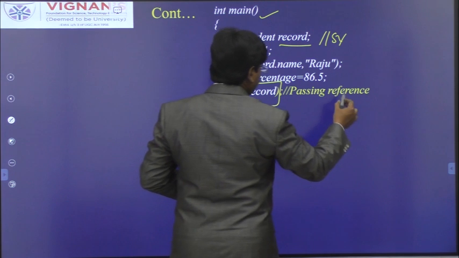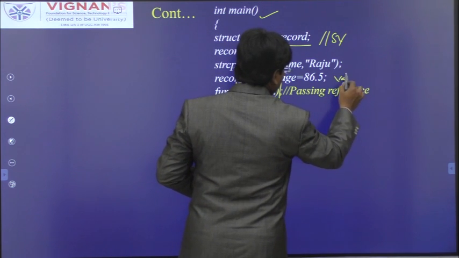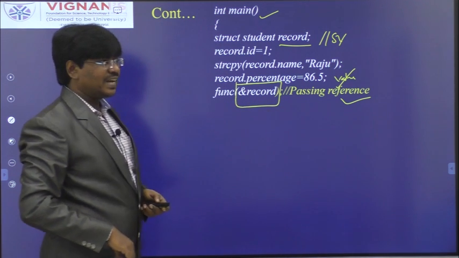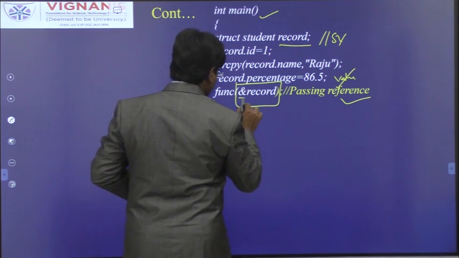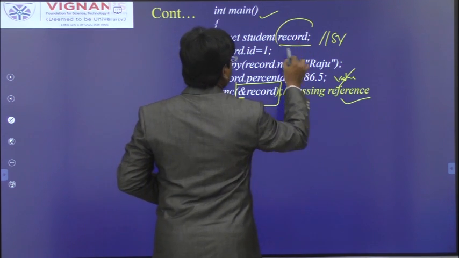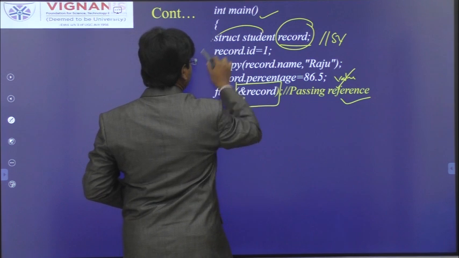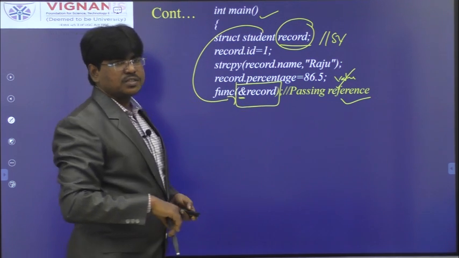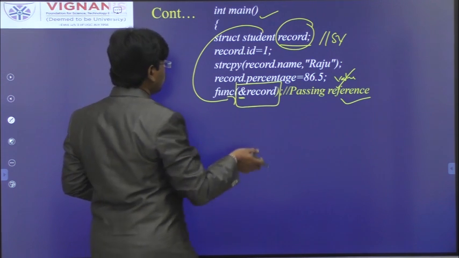Okay, in the previous case we passed the value, but here we are passing the address. Reference means address. So how are we passing the address? With the help of the address operator. So we are passing this particular structure variable's address. Indirectly, what are we passing? We are passing the structure.